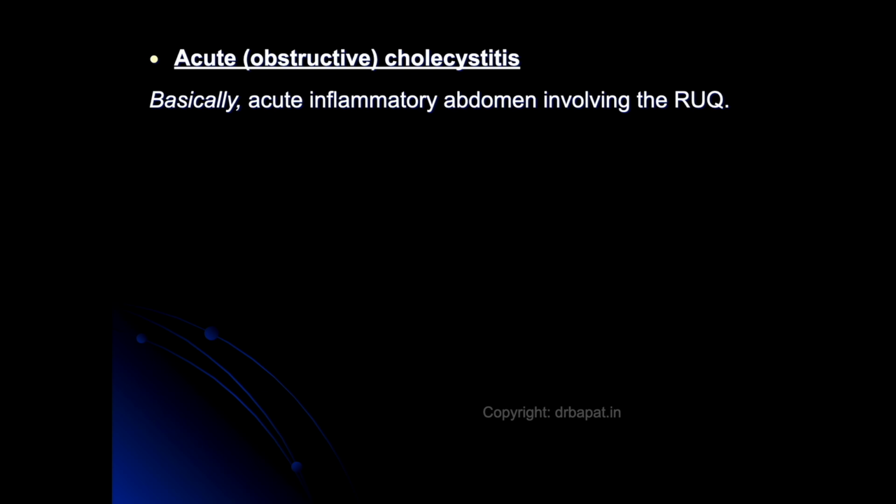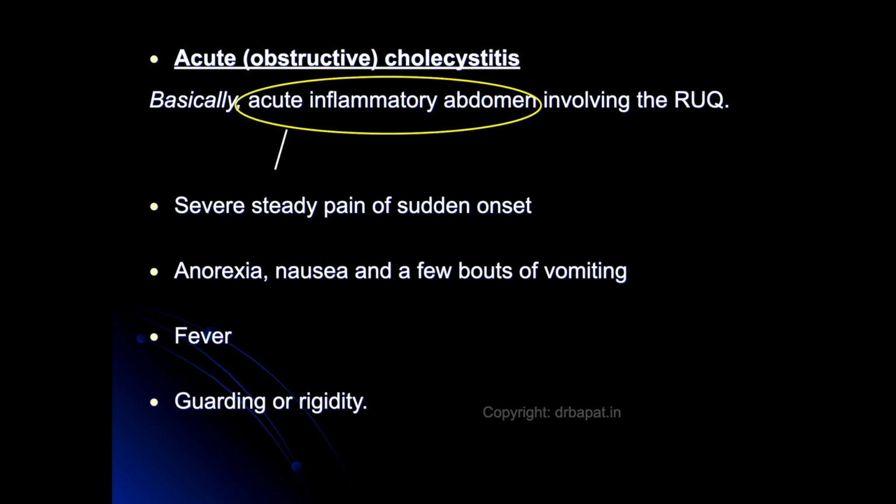If you submit your diagnosis of acute cholecystitis, how will you justify it? Basically, acute inflammatory abdomen involving the right upper quadrant. What are the criteria of acute inflammatory abdomen? Severe, steady pain of sudden onset, anorexia, nausea, and a few bouts of vomiting, fever, and guarding or rigidity in the area or quadrant of abdomen in which lies the inflammatory pathology.